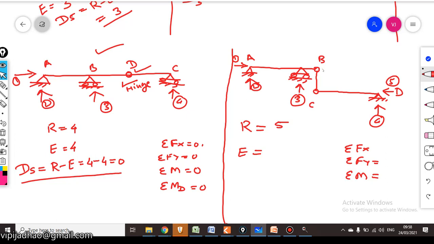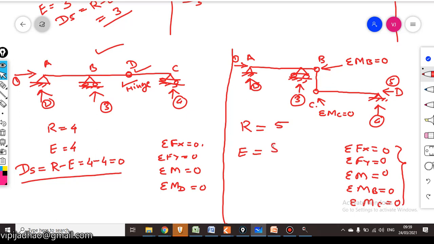we'll be having two additional equations of equilibrium. Here at this hinge B, summation of moment at this point B is equal to 0, and at this hinge C we will have summation of moment about this joint C equal to 0. So summation of moment at B equal to 0, summation of moment at C equal to 0. So we will have a total of 5 equations of equilibrium, and hence the degree of static indeterminacy for this case will be R minus E, that is 5 minus 5, which is equal to 0.